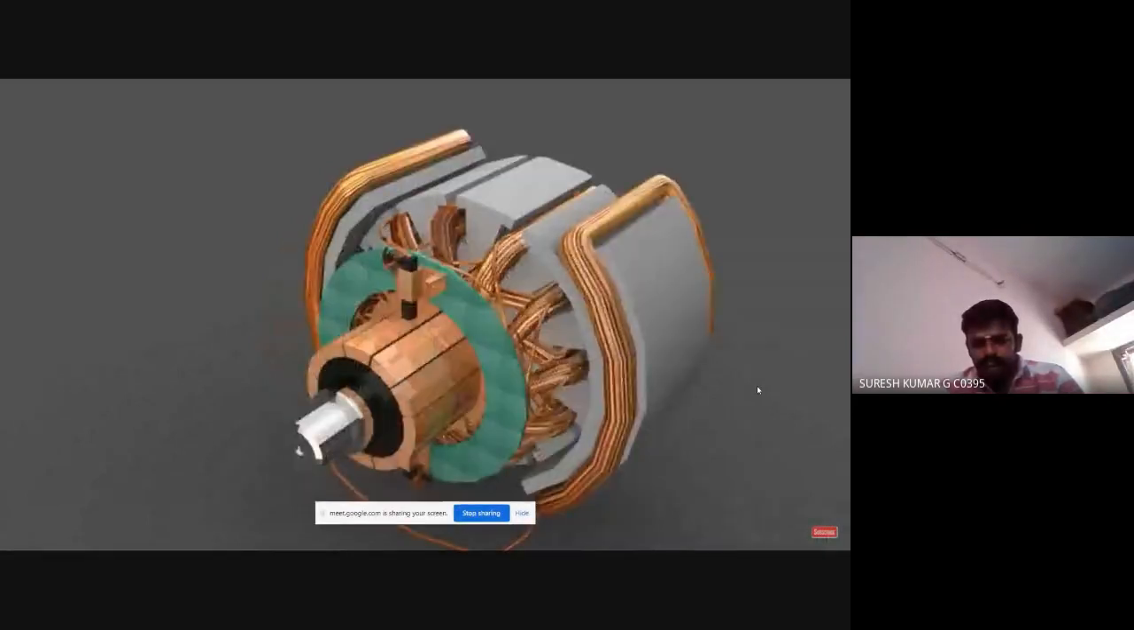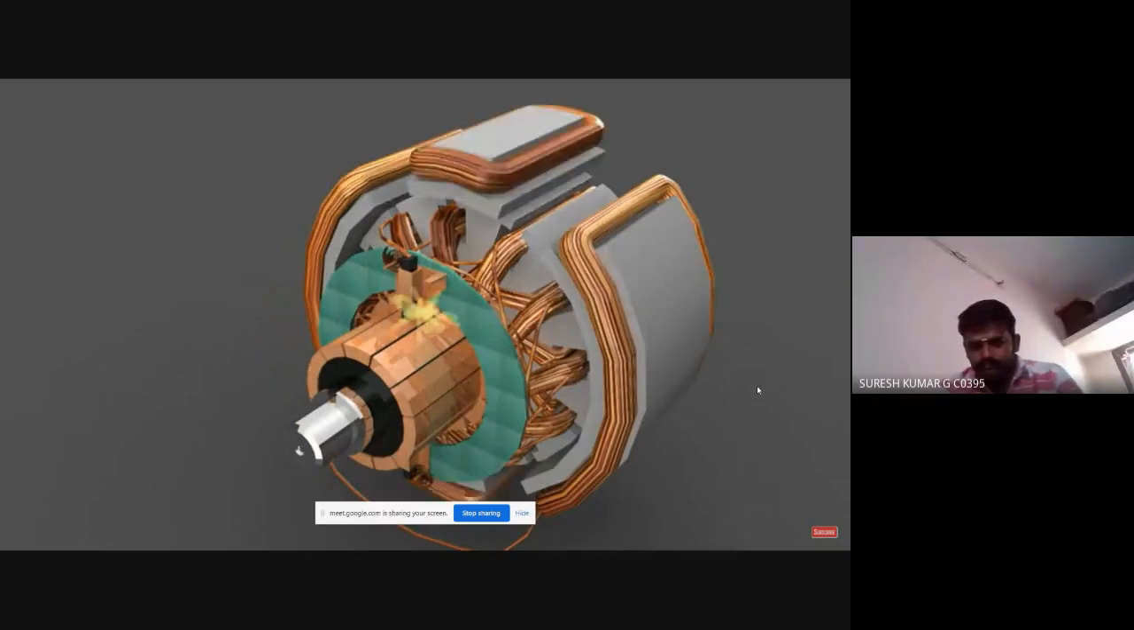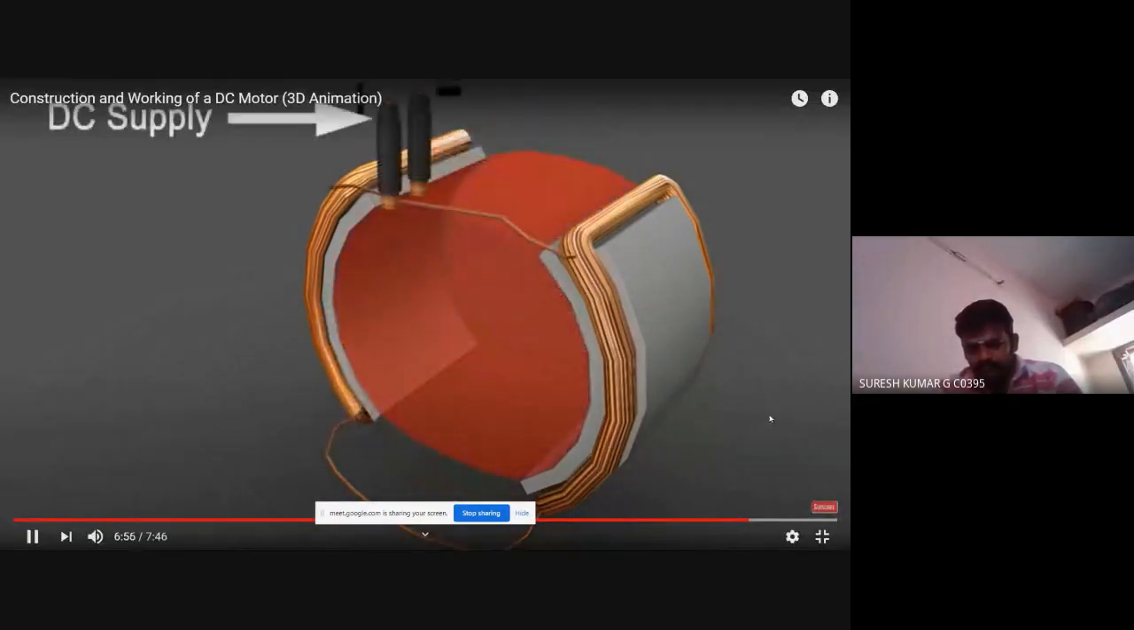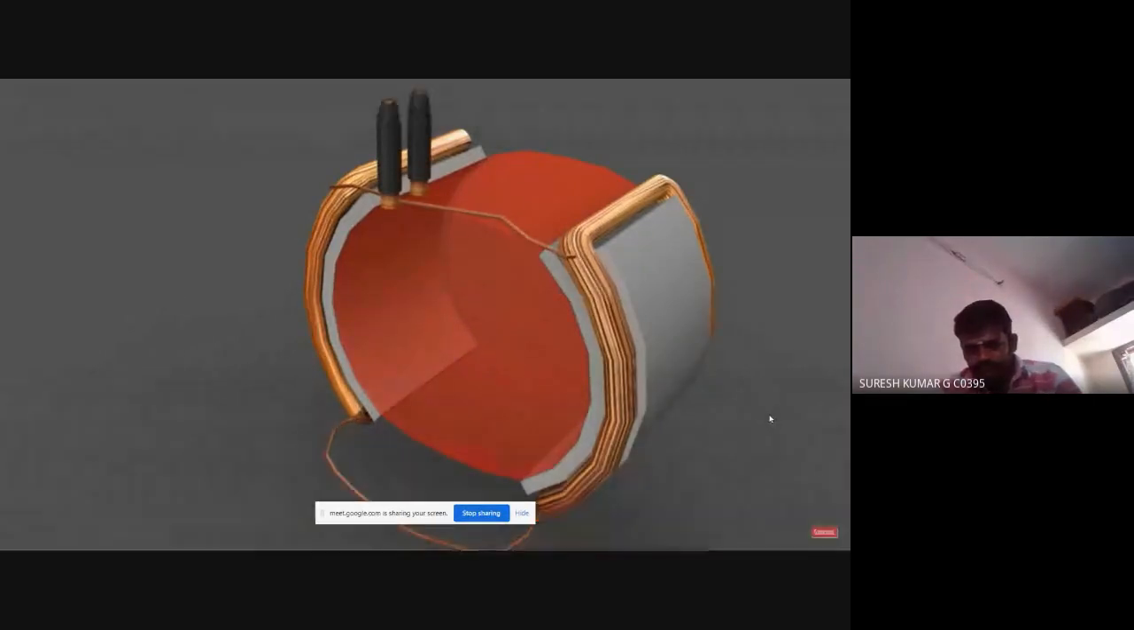Here, the work of the interpole is to reduce sparking at the brushes over the commutator ring due to the effect of armature reaction. Again, we will discuss its detail in our upcoming videos. To energize the field poles, we can use the same DC source which runs our DC motor, or we can use a separate source. The method which we use will decide the type of DC motor. In our next video, we will see different types of DC motor.